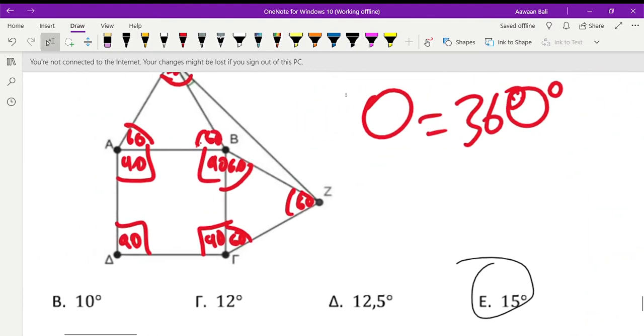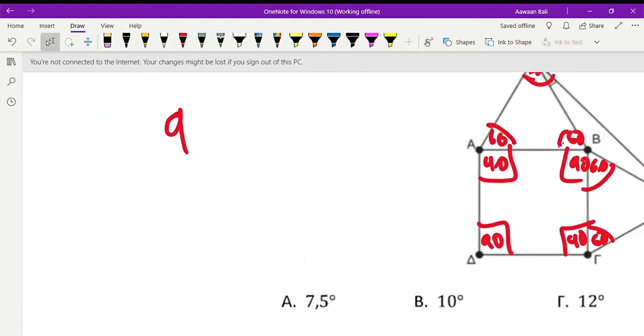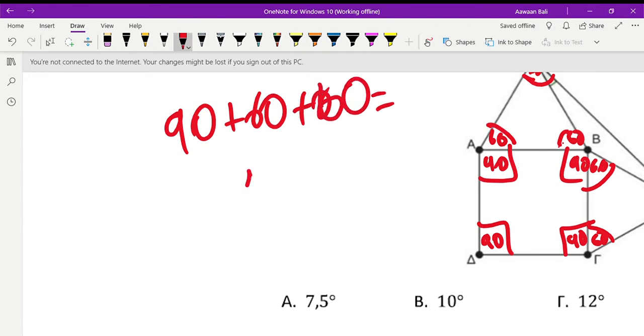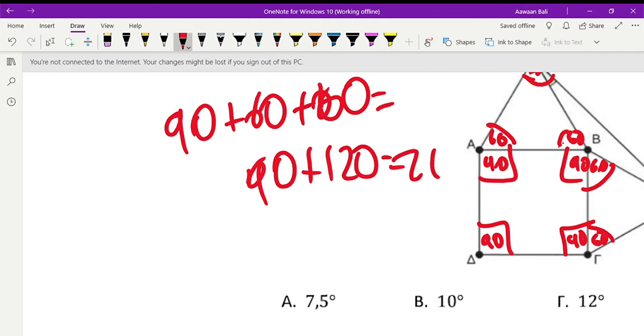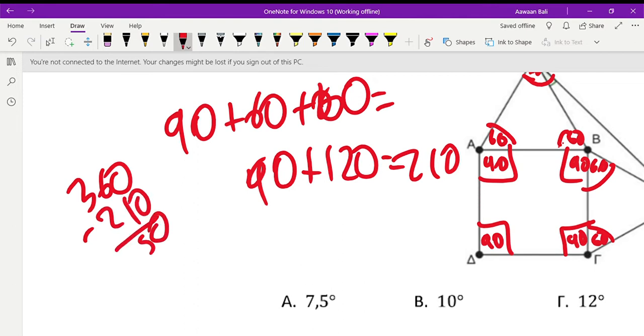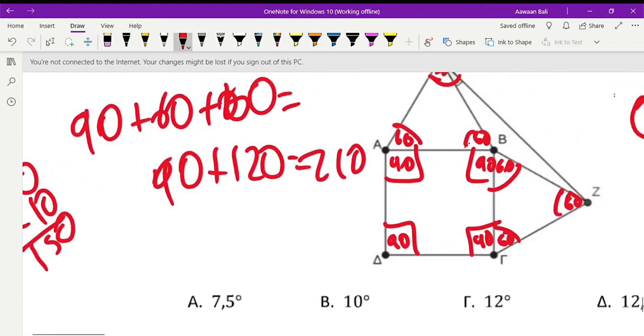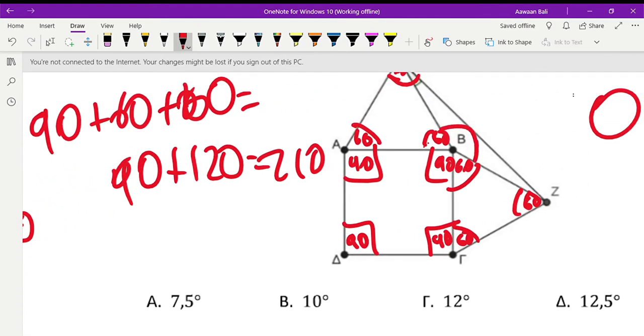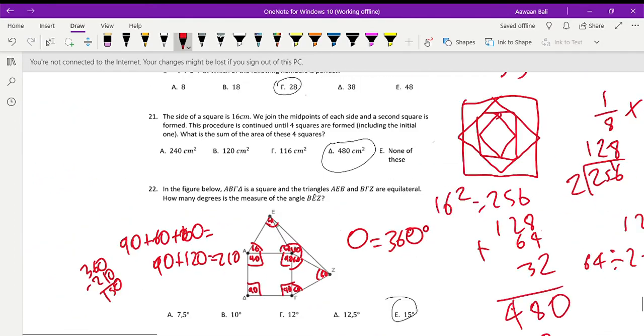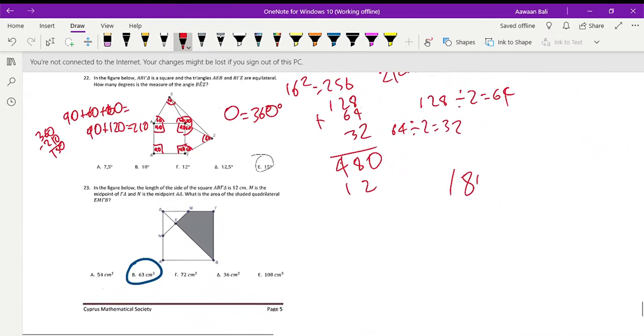we almost got a full circle. So basically, we got 90 plus 60 plus 60, which is 90 plus 120. 120 plus 90 is 210. 360 minus 210 is 150. And now we have 180. 180 degrees minus 150, 30 degrees.